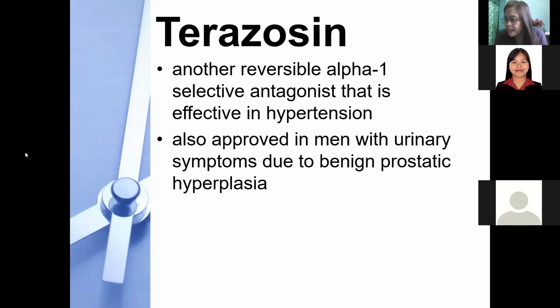Now, why is the zosins used for this kind of condition? Alpha-1 receptors can also be found in the prostate sa mga lalaki. And ang effect ni alpha-1 stimulation is most likely contraction. But since we are blocking it, mag-cause siya relaxation. So pag mag-relax na ang mga smooth muscles, including the urinary bladder, then we can treat urinary symptoms of males na may benign prostatic hyperplasia.